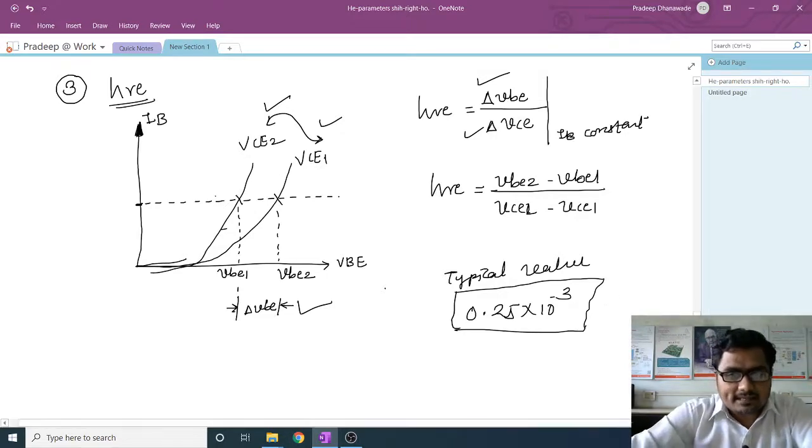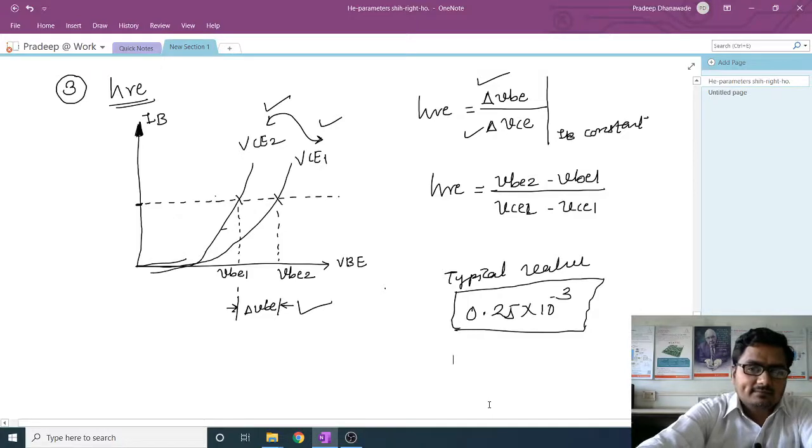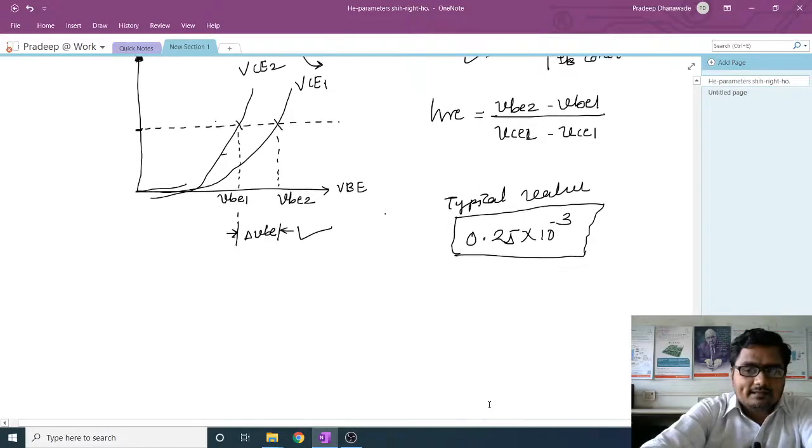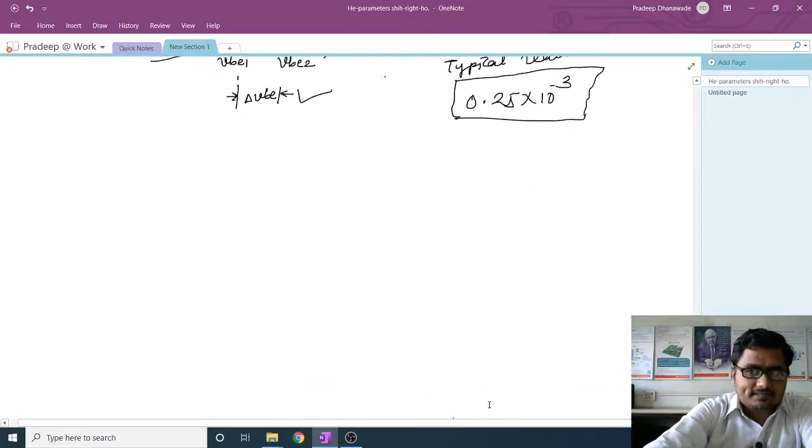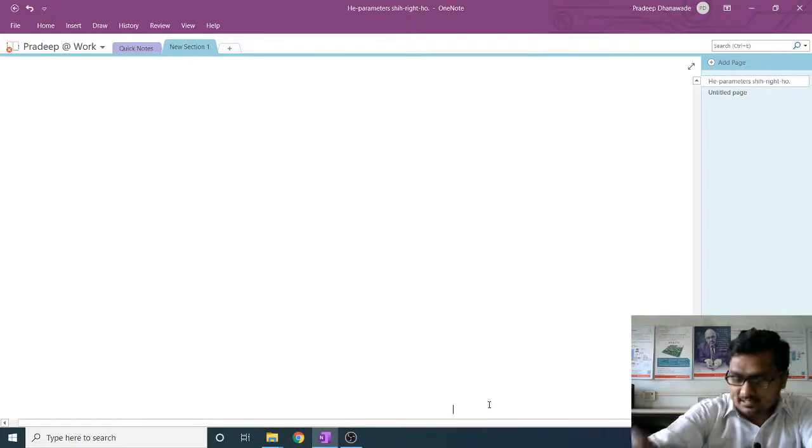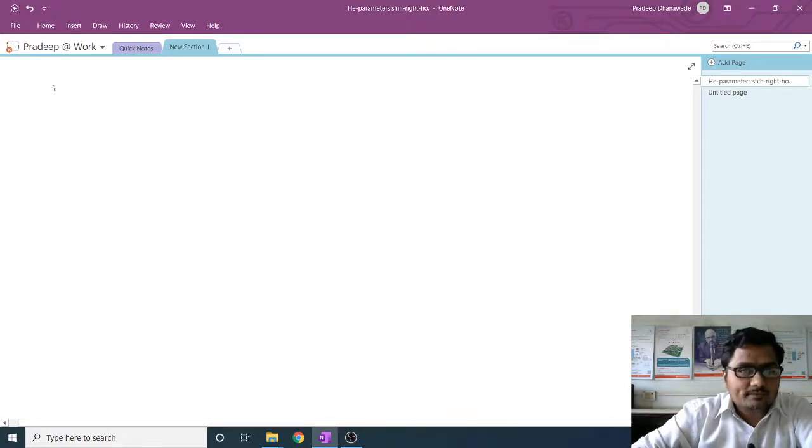So this is the third parameter that I can evaluate with the help of input and output characteristics, especially CE. And now the last parameter that we need to evaluate from the characteristics is HOE.